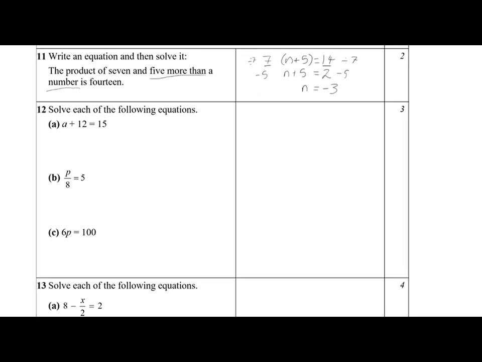And we'll scroll down a little bit to question 12. We need to solve each of the following equations. The first one, part A, is a + 12 = 15.